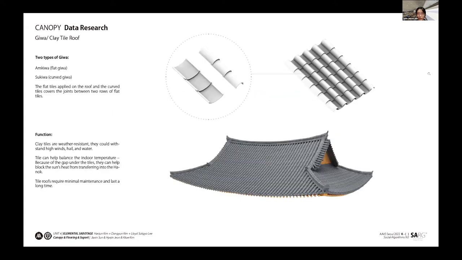In traditional Korean houses, the giwa means the tile, and there are two types of tiles. The flat tiles are applied on the roof, and the curved ones cover the joint between two rows of the flat tiles. And the reason why people use this method for their roof is that it requires minimal maintenance, can withstand extreme weather, and also helps stabilize the indoor temperature. Next, please.